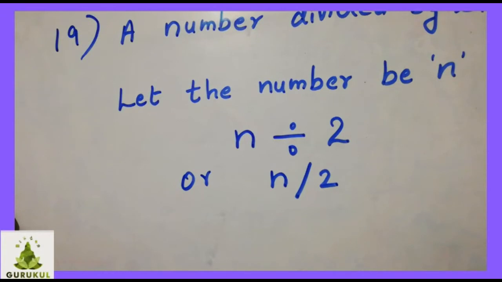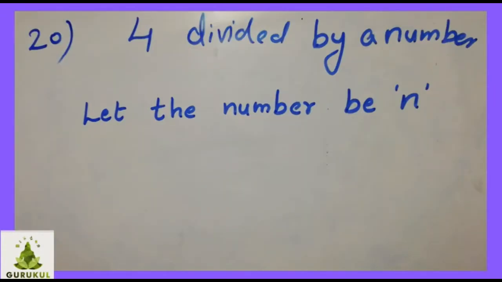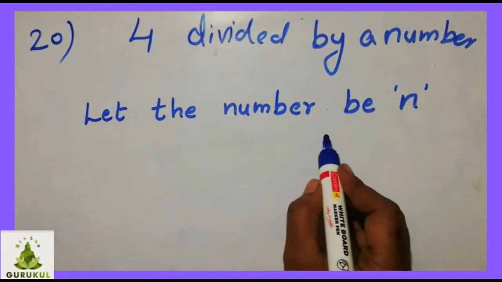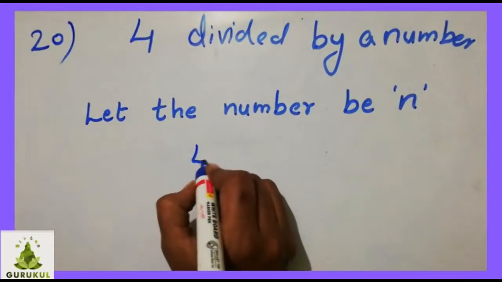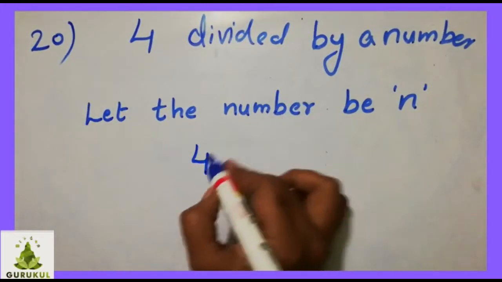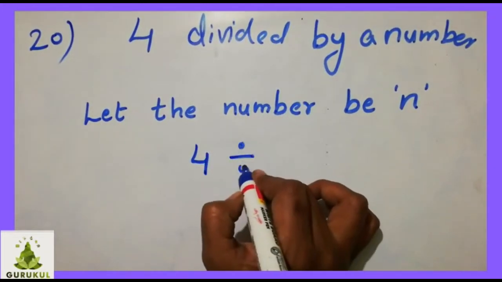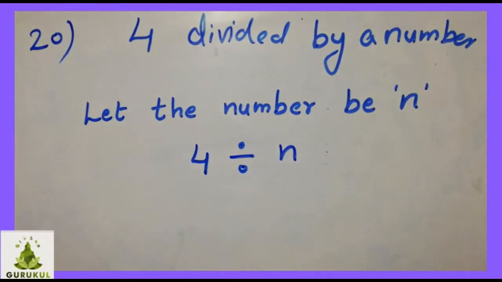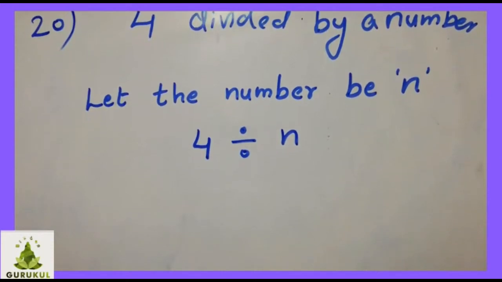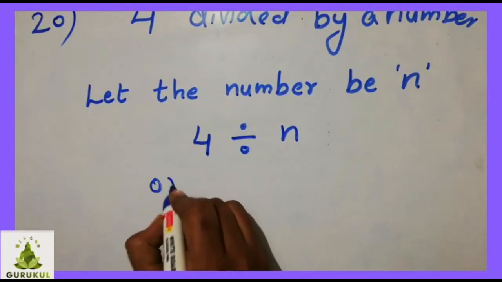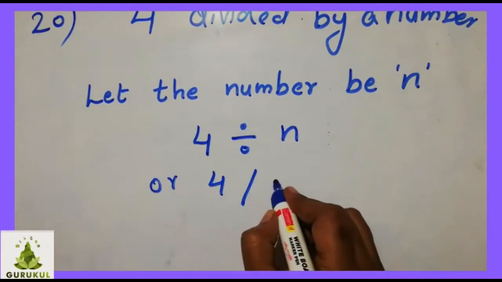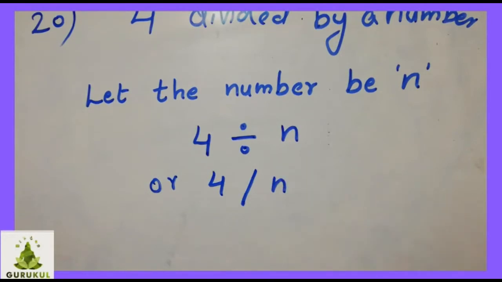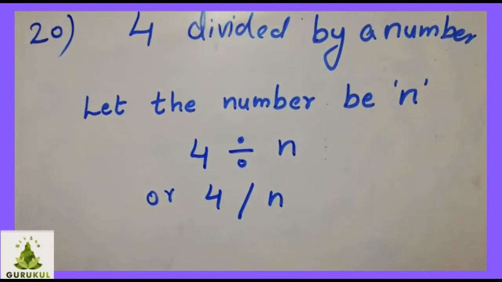Copy down. Now 4 divided by a number. Let the number be n. Now 4 is divided by a number. So it is 4 divided by n, this way. Is this clear? Or this can be written as 4 divided by n. Both are correct. Is it clear? So how to read the statement and form the expressions is clear to you.